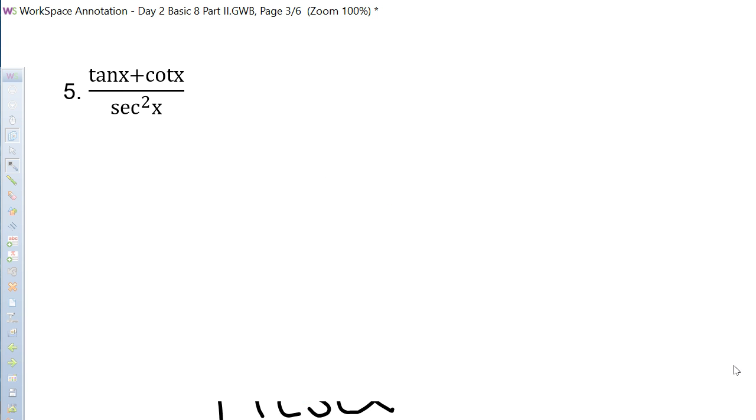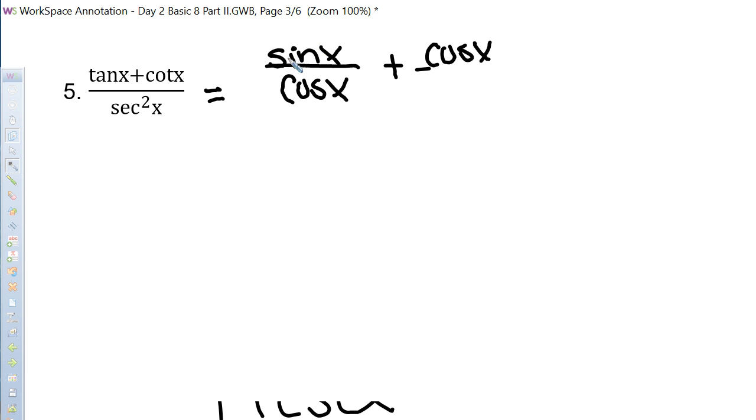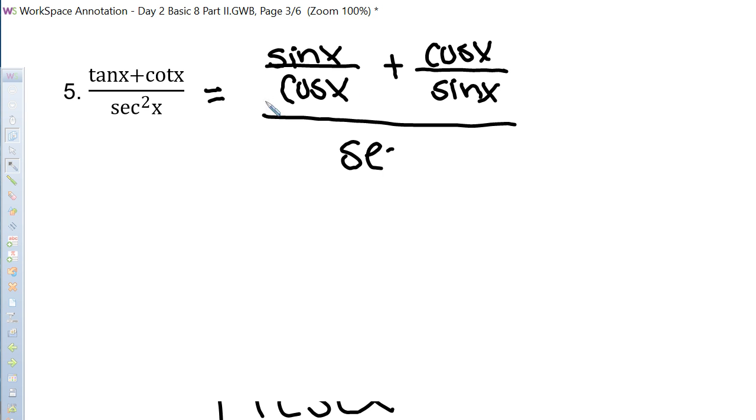Next one, number 5. We have tangent of x plus cotangent of x over secant squared of x. What could we do with number 5? So we put tangent and cotangent in fraction form? Okay, so we could change everything to sines and cosines. So this would be sine of x over cosine of x plus cosine of x over sine of x. And I'll leave the denominator as secant squared for right now.